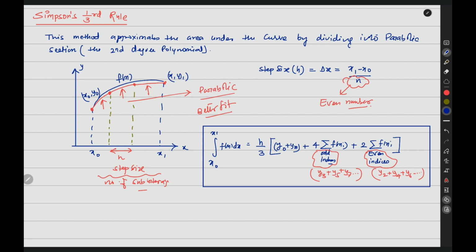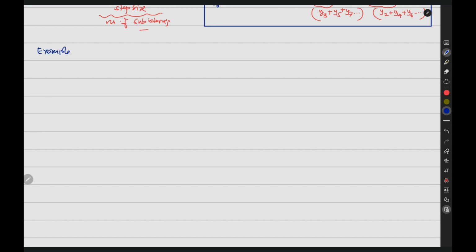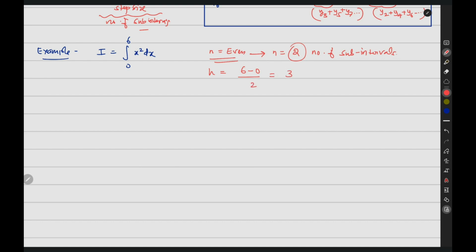Now we will understand this with the help of an example. Example: I is given as integration 0 to 6 of x square dx. So the necessary condition here is n should be even. So we will take n equals to 2, the number of subintervals. We will write the step size h equals upper limit 6 minus lower limit 0 divided by the number of subintervals. So we will get 3 as step size.